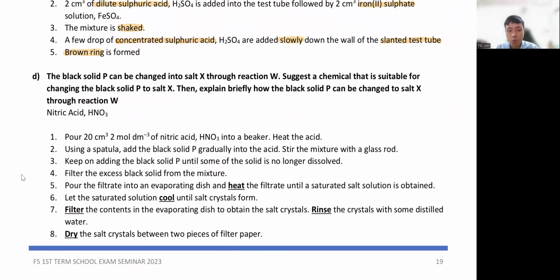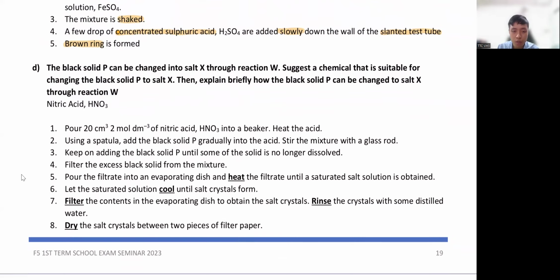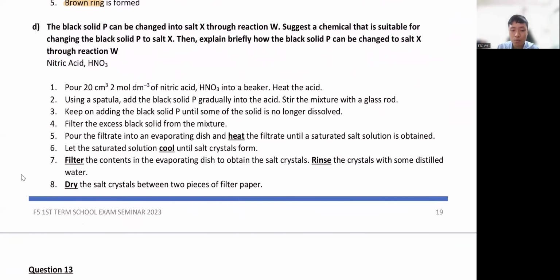Then you heat, cool, filter, rinse, dry. Since this is a soluble salt, you need to heat, cool, to get the crystal salt out. After that you filter, rinse, dry the crystal salt. So you can go back and slowly write down. I give you a few seconds to screenshot. After that, move on to another question.